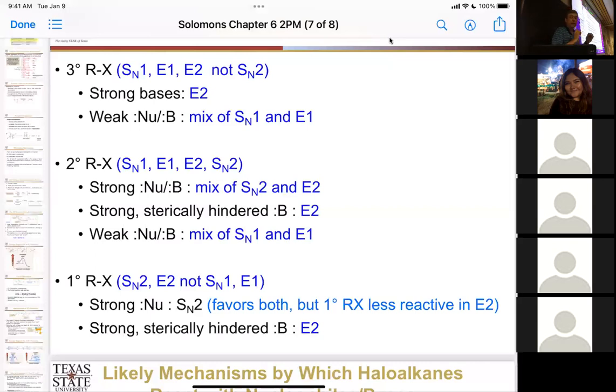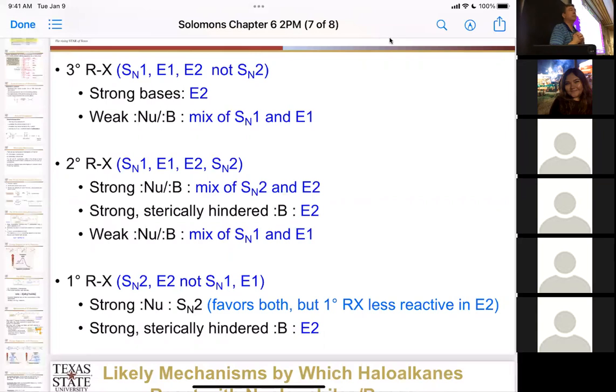Now, in your secondaries, it actually can do them all, okay? If you have a good nucleophile, you're going to get substitution. If your nucleophile has any base in it, you're going to get a mix of substitution and elimination, SN2 and E2. Okay. If you have a sterically hindered base, the T-butoxide, you can only do E2 because it's not nucleophilic enough. But if you have a weak base, you still can form a secondary carbocation. It's just going to be very slow. And when you form that secondary carbocation, it's going to compete between SN1 and E1.